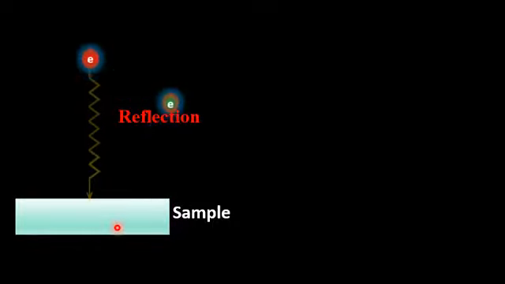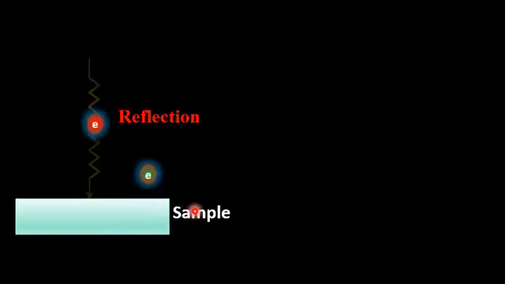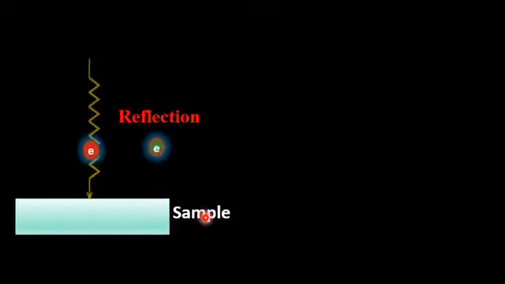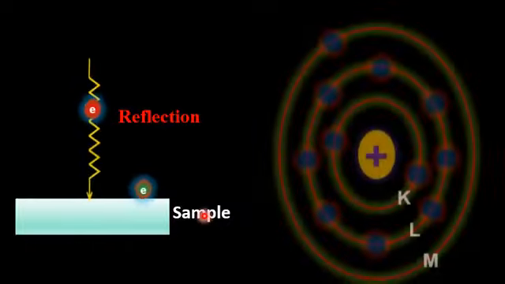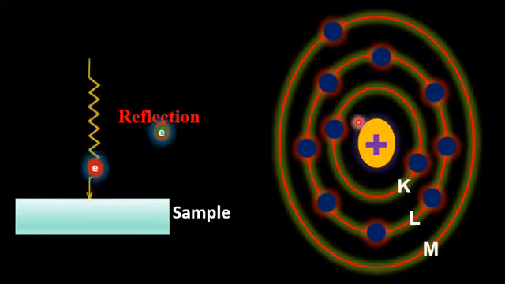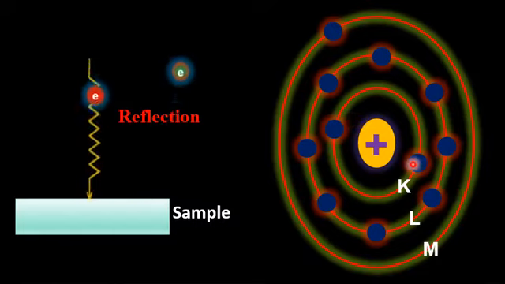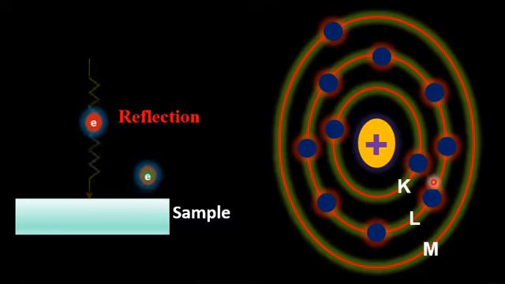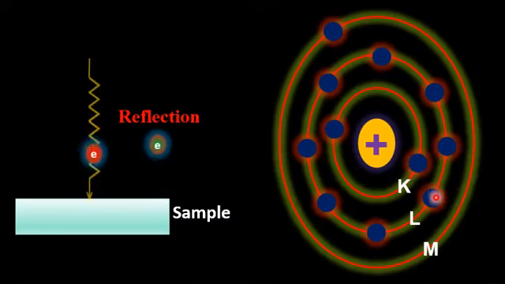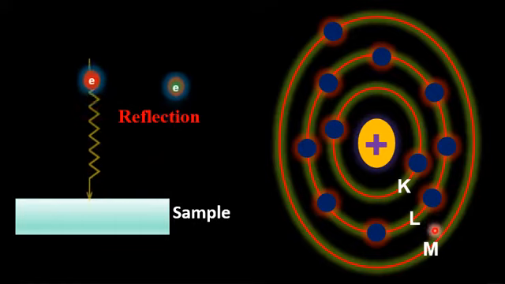The reflection of other electrons from the sample surface may be represented by a schematic diagram of a sodium atom like this. Consider this as a schematic representation of a sodium atom, which has a total of 11 electrons. The K shell has 2 electrons, the L shell has 8 electrons, whereas the M shell, which is the valence shell of sodium, has 1 electron.